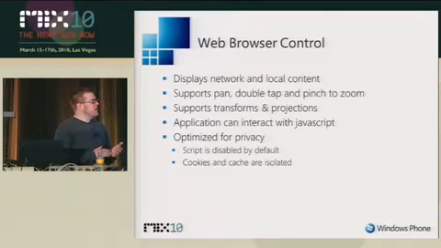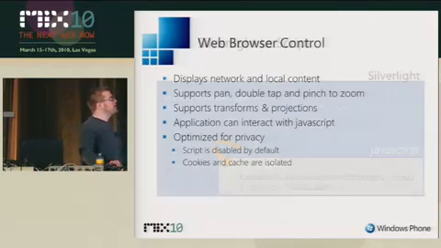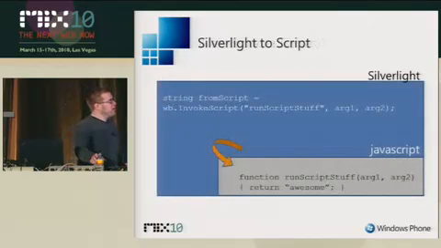Also, something to note is that the control is optimized for privacy. Every single web browser instance has its cache and cookies siloed per application. So you caching something here won't help a different app. And also, script is disabled by default. You can turn it on as an app author if you want, but again, it's optimized for privacy. So just a quick overview of how the DOM access between script and Silverlight works.